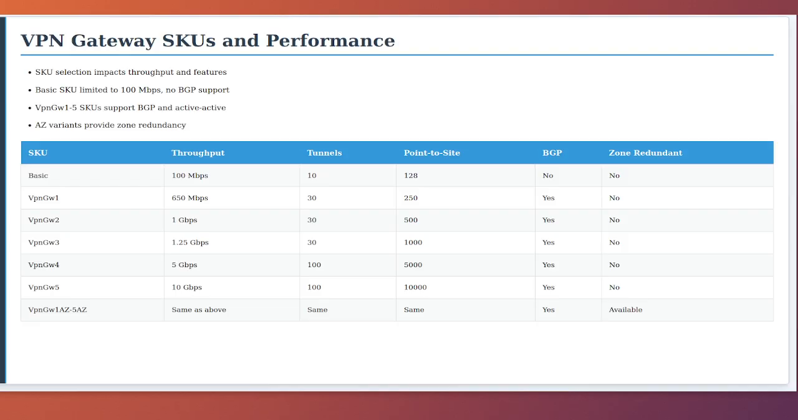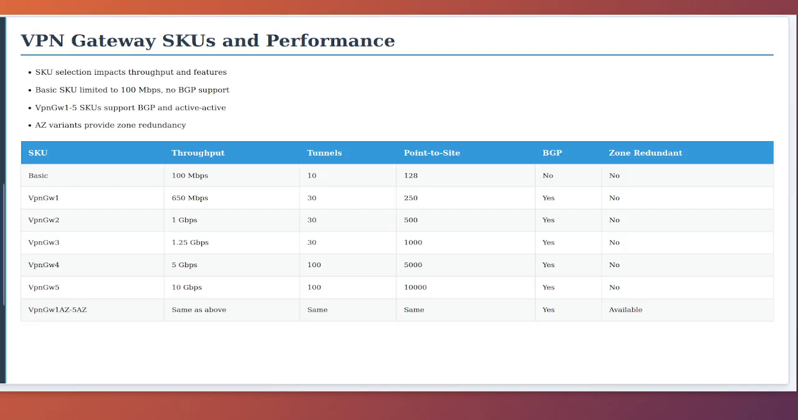Higher SKUs are necessary when you need to support high-bandwidth applications, multiple simultaneous connections, or large-scale hybrid deployments. The pricing scales with the SKU tier, so you should carefully analyze your bandwidth requirements to select the most cost-effective option. Looking at the table in the slide, you can compare the key specifications across different SKUs.